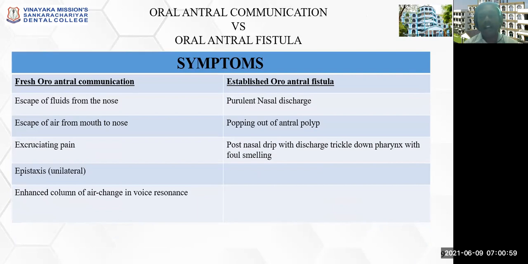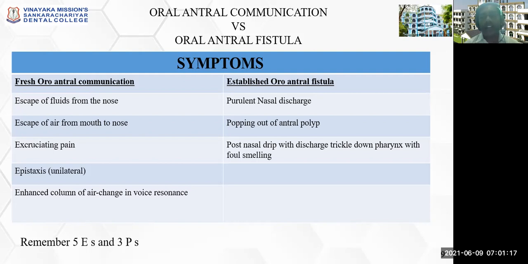Here, popping out of antral polyp. There, in communication, excruciating pain can be there. Here, postnasal drip with the discharge trickling down the pharynx with a foul smell can occur. Here, epistaxis, it can be unilateral. Enhanced column of air, changes in voice resonance can be there in communication.